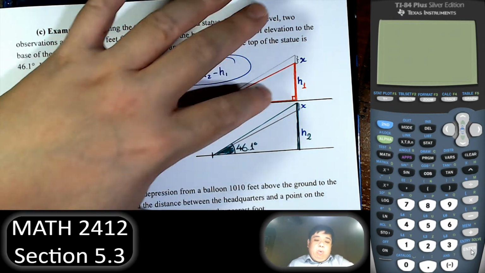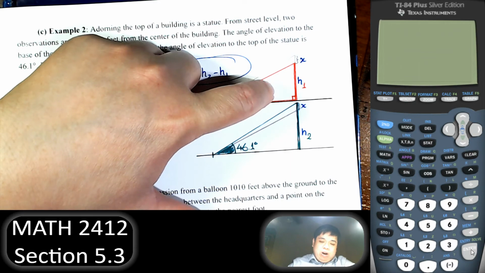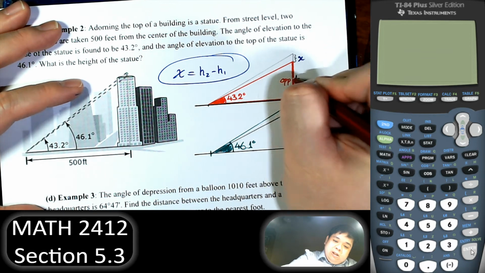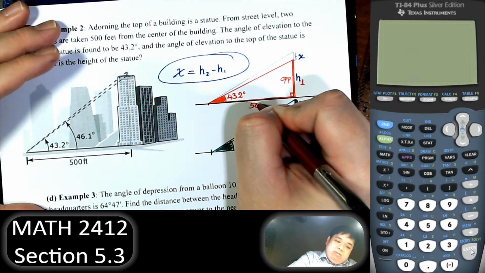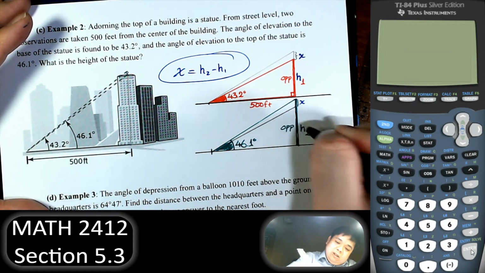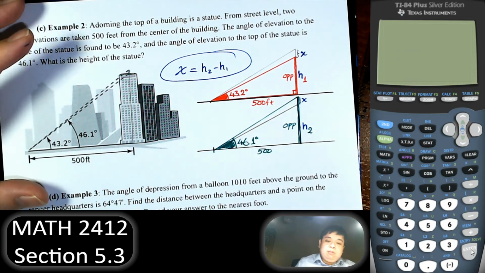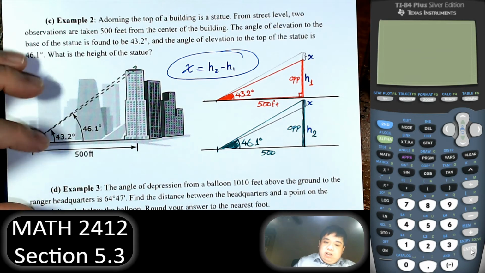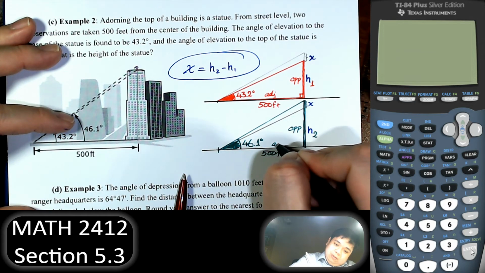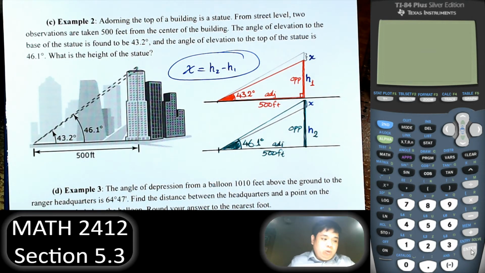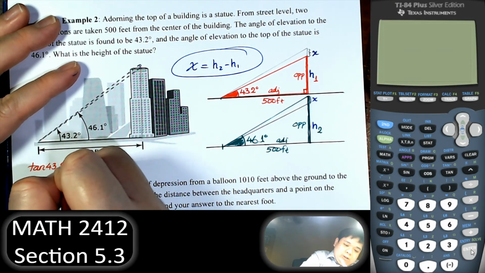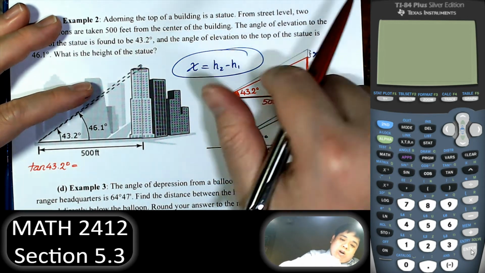Right. Now, with respect to this triangle here, we have h1, which is opposite, and we have adjacent of 500 feet. Here we also have opposite and 500 feet. So opposite and adjacent. Right, so to find h1, we will use tangent of 43.2 equal to opposite h1 over 500 adjacent.